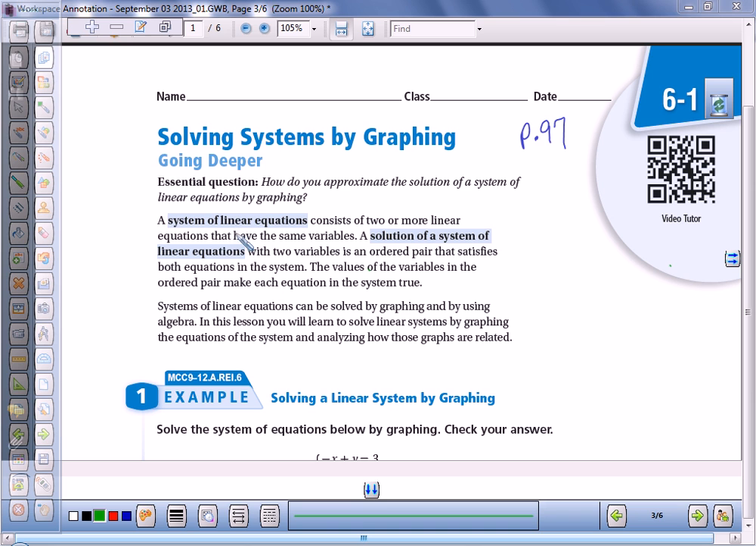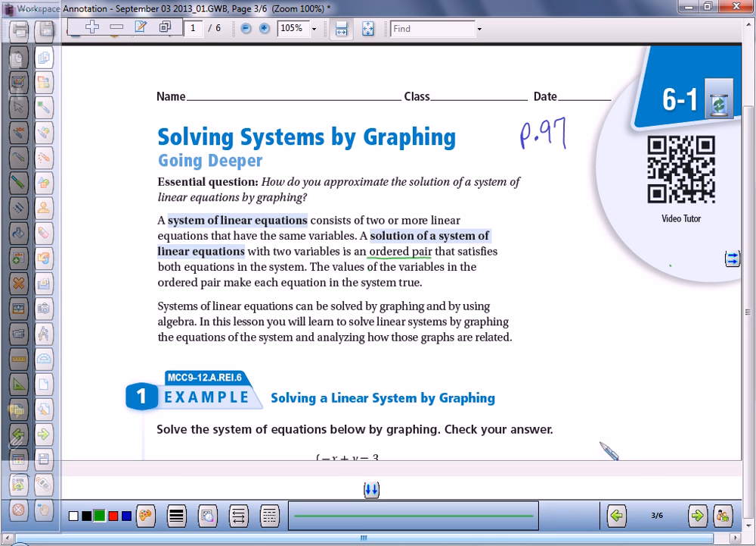Here it's just defining things we already know. A system of linear equations consists of 2 or more linear equations that have the same variables. Most of the time we use x and y. The solution to a system of linear equations with 2 variables is an ordered pair. We have to make sure we don't just write down the x, because then I can only give you half credit, since you only gave me half the answer. The ordered pair satisfies both equations in the system. One way to check is to plug it back in and see, does it work for all equations involved? The values of the variables in the ordered pair make each equation in the system true, and that's what we're checking when we plug it back in.